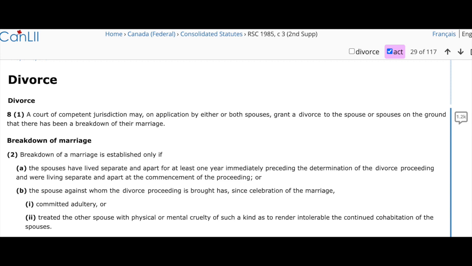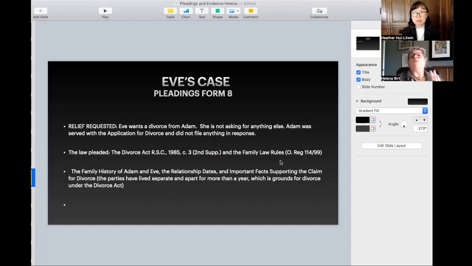And that's called the no fault ground, because it doesn't matter why the relationship broke down. The Divorce Act says once you've lived separate and apart for a year, it doesn't matter why you separated, either one of you can apply for a divorce. But you have to do the divorce in the province where either you or the other party resides, and either you or the other party has to have been in that province for at least a year.